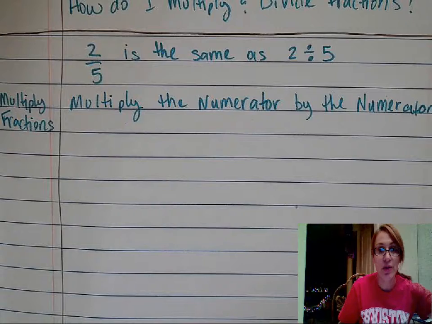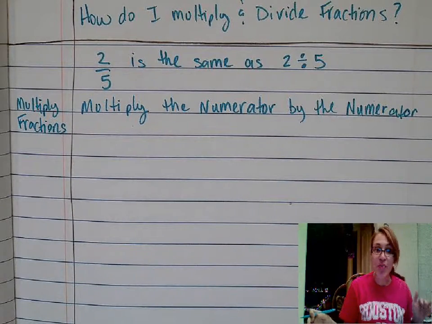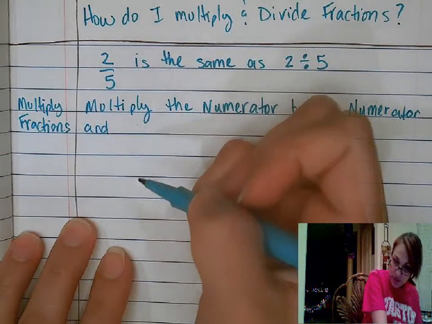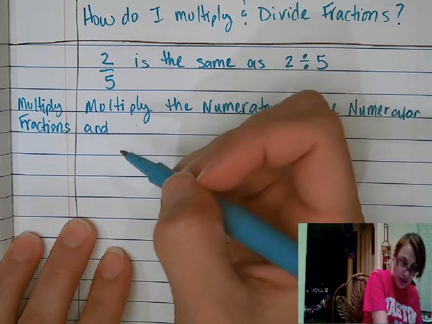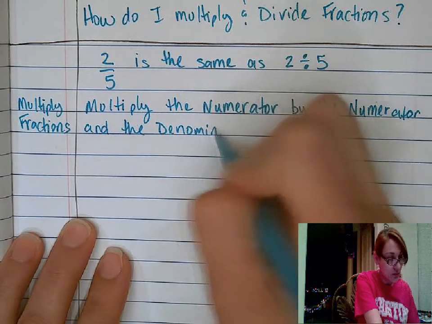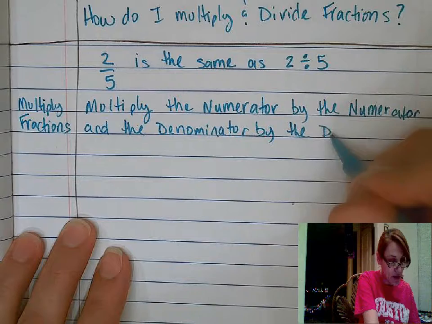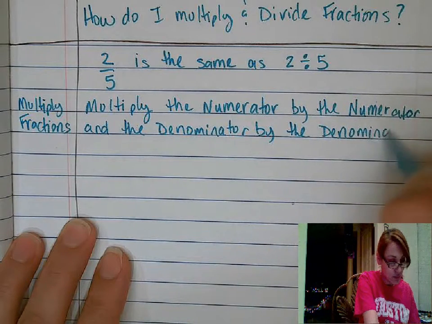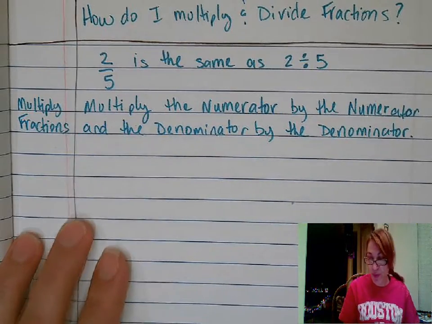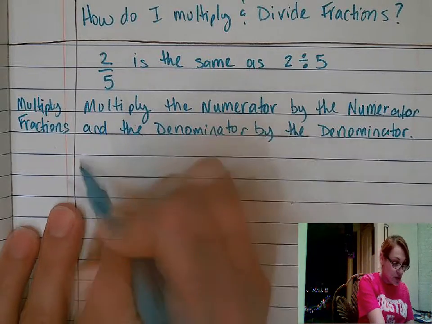So let me just zoom that out a little bit so you can see a little bit better there. Alright, so you multiply the numerator by the numerator and the denominator by the denominator. And obviously your denominator is the bottom number. So let's take a look at some examples of how we multiply fractions.